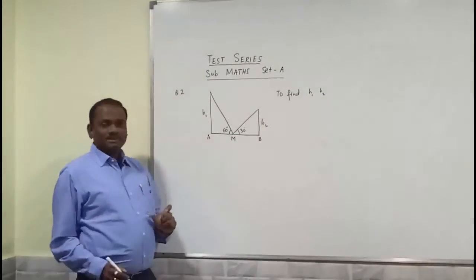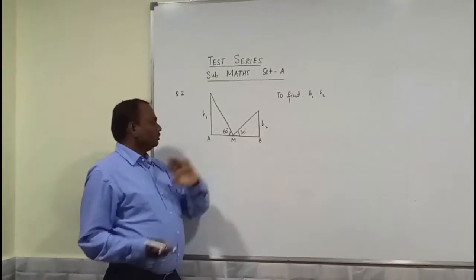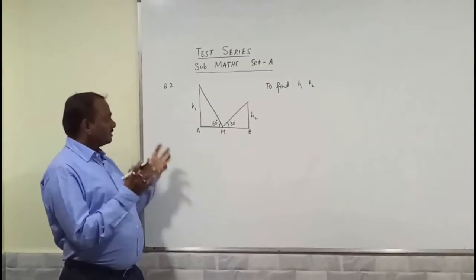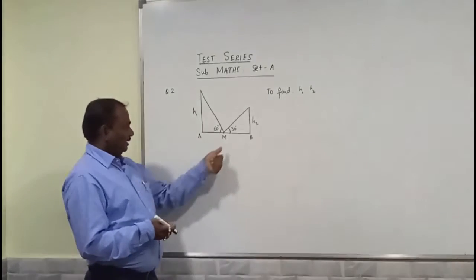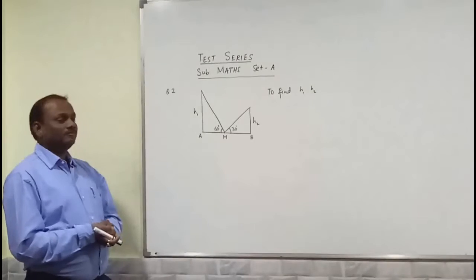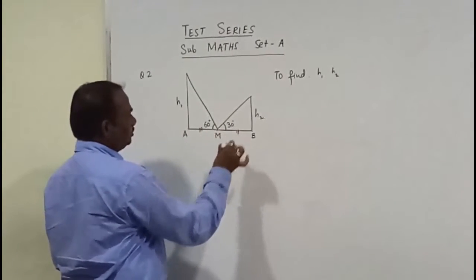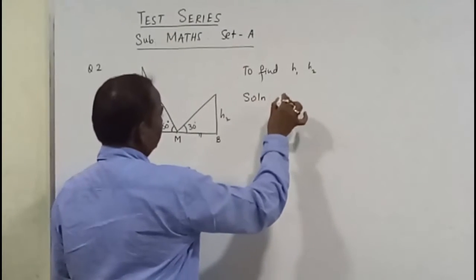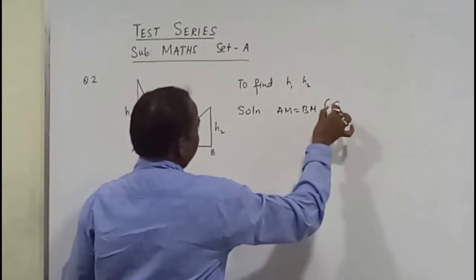Now how to tackle this sum? Here you need to find the ratio of h1 and h2. So you must see where the relation is which can relate both h1 and h2. Now I can see that M has been given as the midpoint of AB, and this will be the helping hand for me. I can say that AM is equal to BM, that is given. So when I go to the solution, I will first write that AM is equal to BM. This is given.